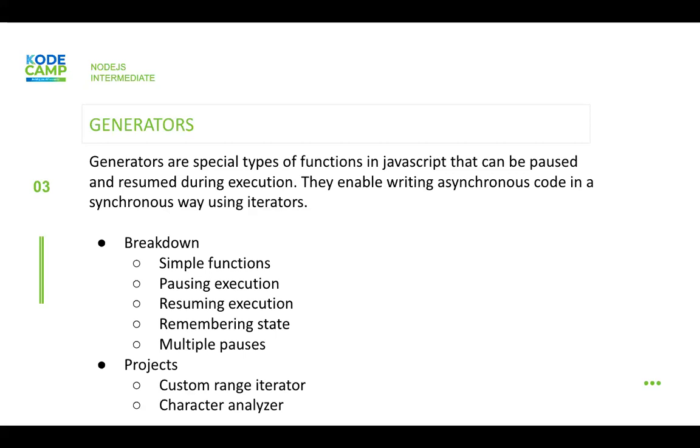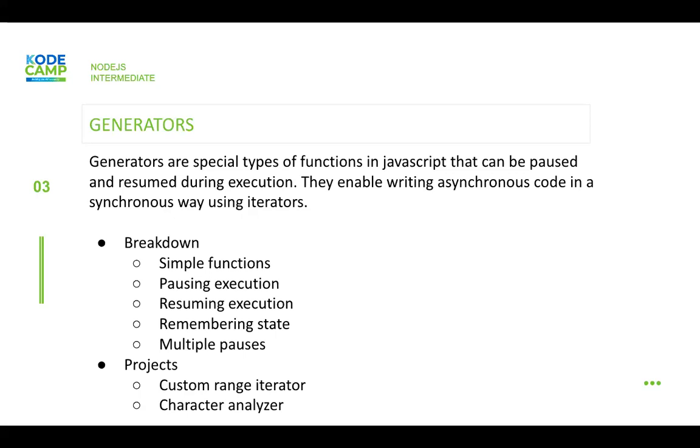It actually remembers its state. Generators remember where they left off when they pause. They retain their local variables' values. So when you resume the generator, it continues from where it paused, using the existing variable values. Yes, it remembers its variables. So anywhere it pauses, when it wants to resume, it remembers its variables and resumes execution from there.